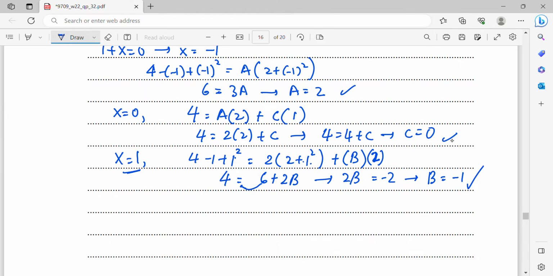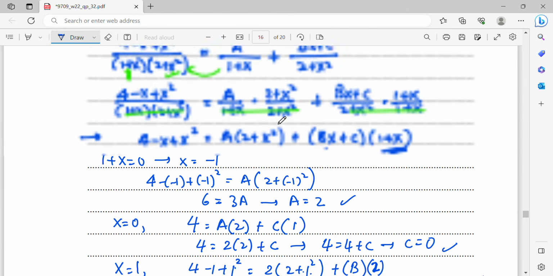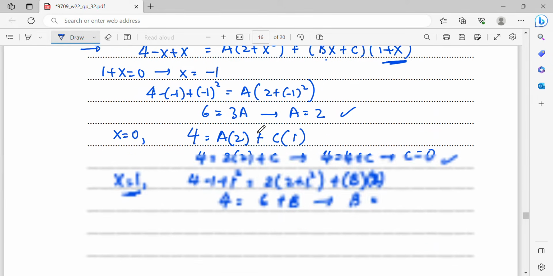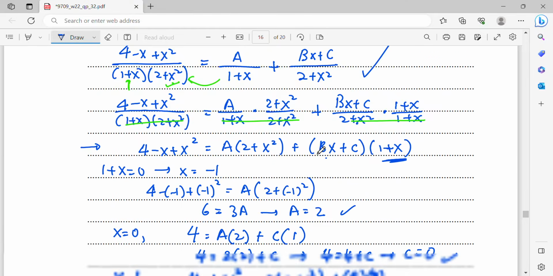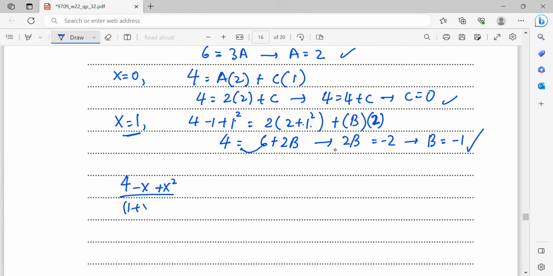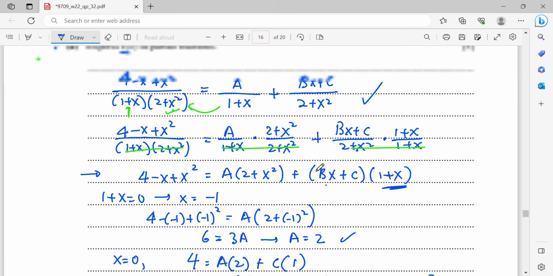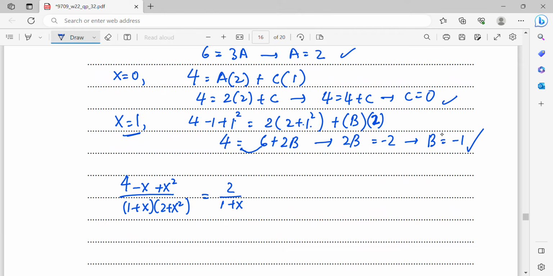So I rewrite now. (4 minus x squared) over (4 minus x plus x squared) over (1 plus x)(2 plus x squared) equals a, which is our 2, over 1 plus x, then plus (bx plus c). So plus b x plus c is 0 over 2 plus x squared.